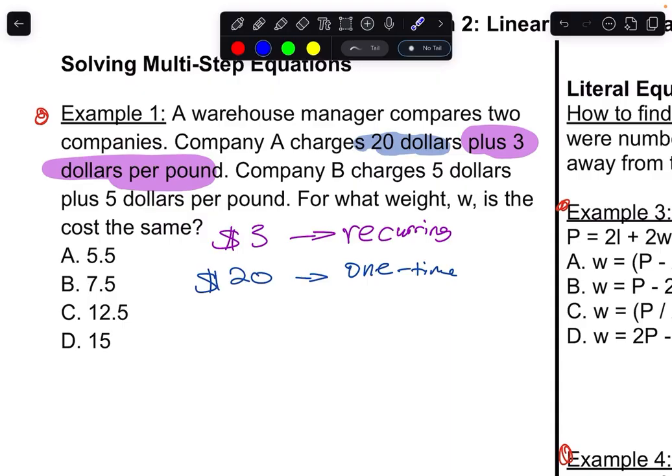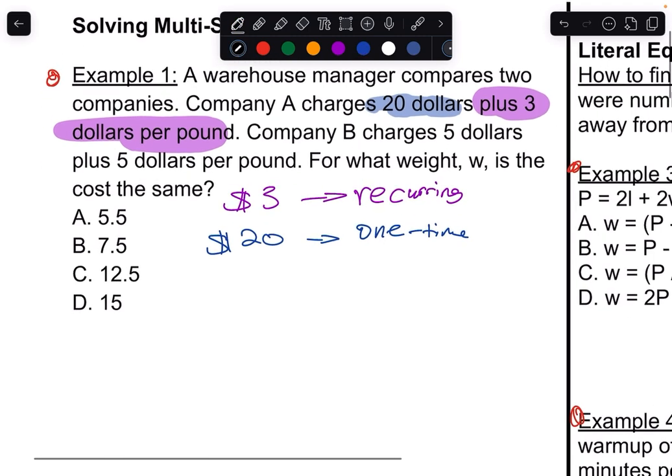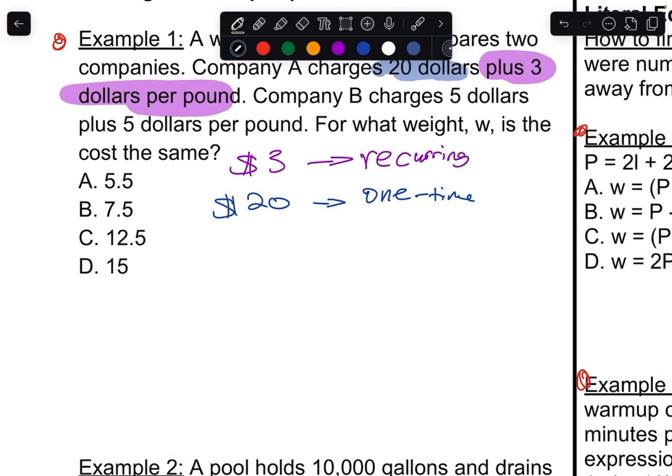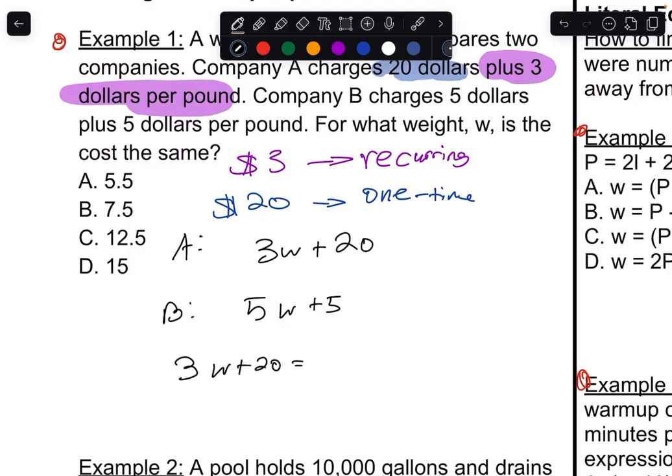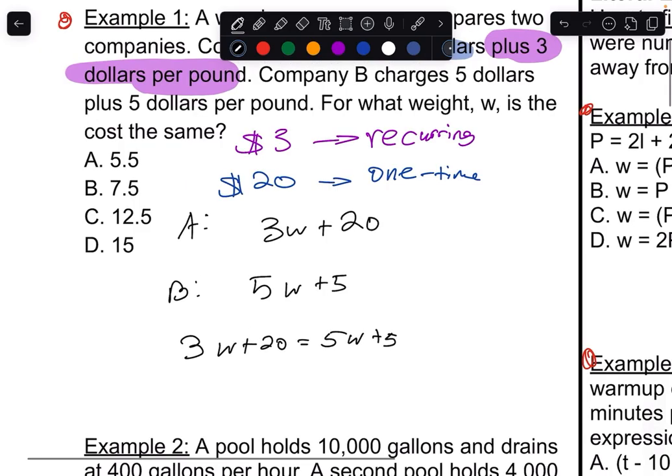For what weight W does it cost the same? Interesting. So we have two equations, two companies. Company A has this model: $3 recurring, and a one-time fee of $20. Company B is very similar, except they want to keep things simple at $5 for both. What value of W would make them the same? It looks like all we need to do is set them equal to each other.